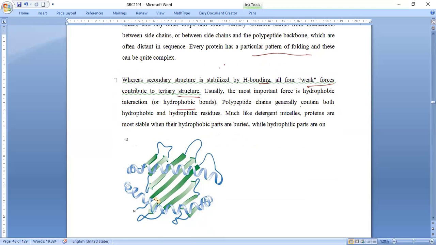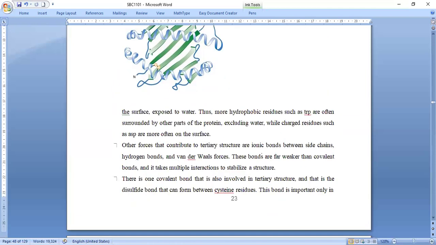And here these contain both hydrophilic and hydrophobic residues, which means the hydrophobic parts are mainly present at the center, whereas the hydrophilic parts are exposed to water. These are forming amphipathic structures. Other forces that are mainly forming are ionic bonds, hydrogen bonds, and van der Waals forces. These bonds are weaker than the covalent bonds.